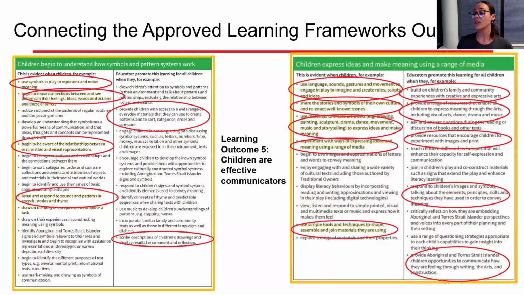Starting with the top one here: use symbols in play to represent and make meaning. Begin to make connections between, and see patterns in, their feelings, ideas, words, and actions, and those of others. Begin to be aware of the relationship between oral, written, and visual representation. Listen and respond to sounds and patterns in speech, stories, and rhyme. Draw on memory of sequence to complete a task.